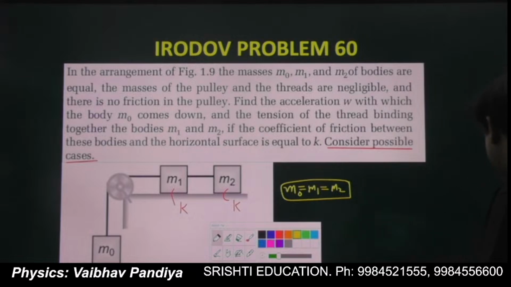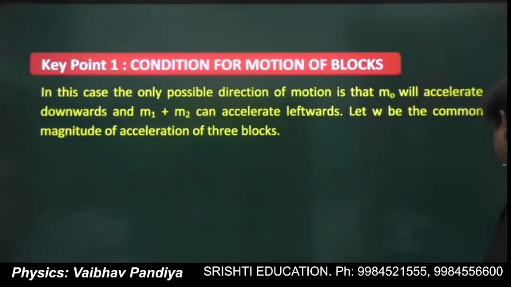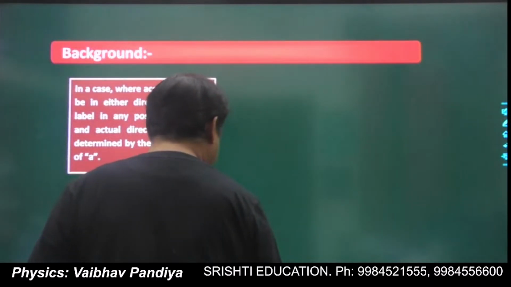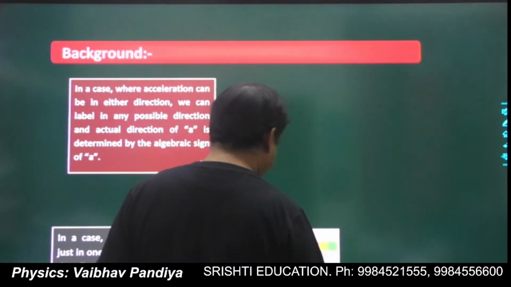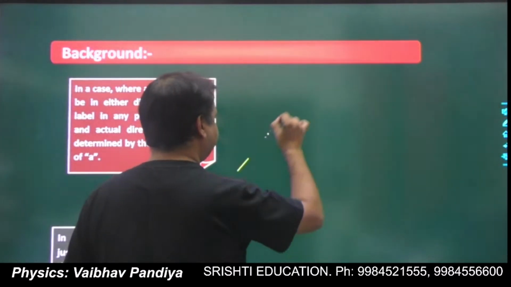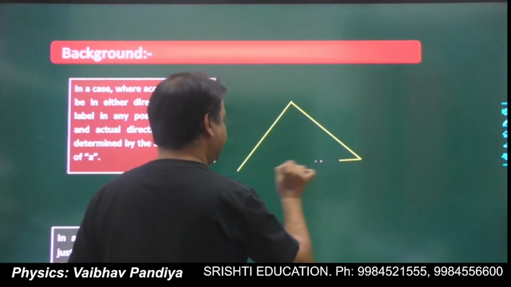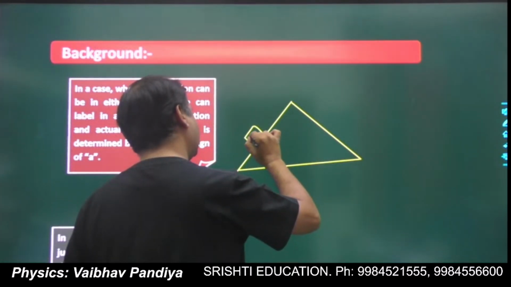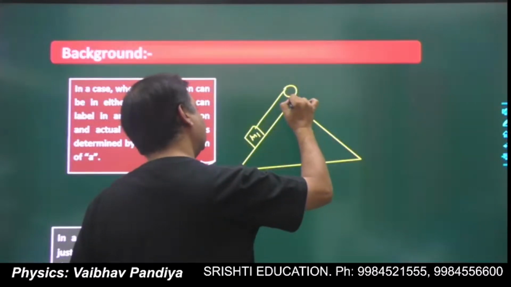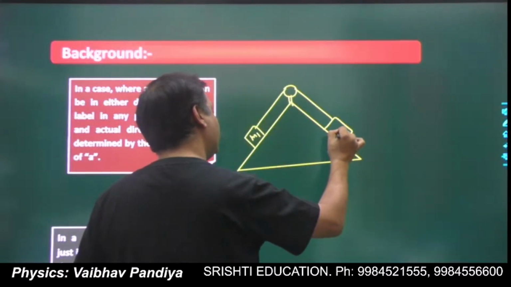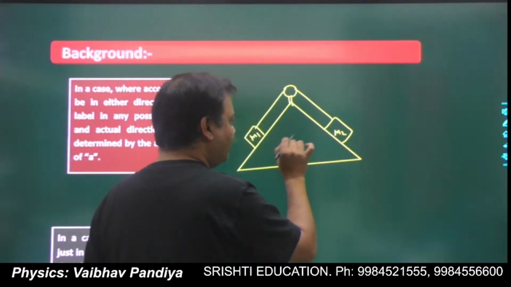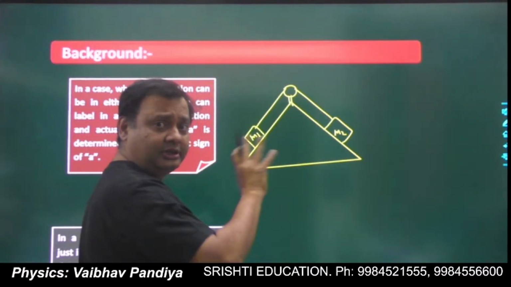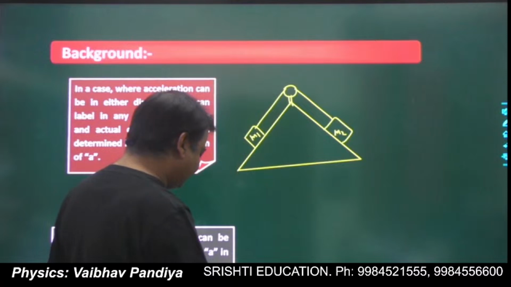If we look at a little bit of fundamentals, whenever there are two possibilities of the direction of acceleration, we know from the fundamentals we have seen, suppose this is an inclined plane, and we have two blocks. This is your M1 and this is your M2. Now, suppose I don't know which block will accelerate down and which will accelerate upward. So there are two possibilities for the direction of acceleration.